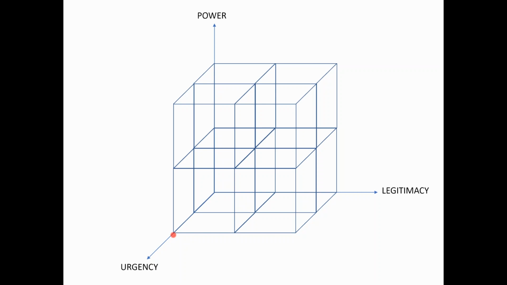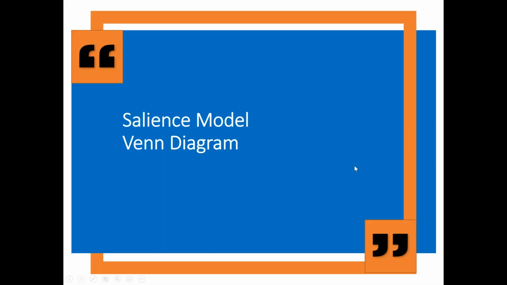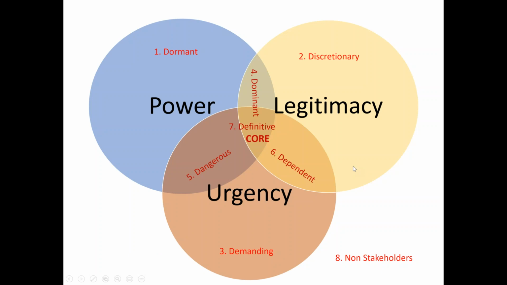Now, just look at it. I am going to place a Venn diagram in front of you, and I will translate everything onto the same diagram, the three-dimensional model I just created, and I'll first explain this. Power, legitimacy, and urgency interact or overlap with each other.